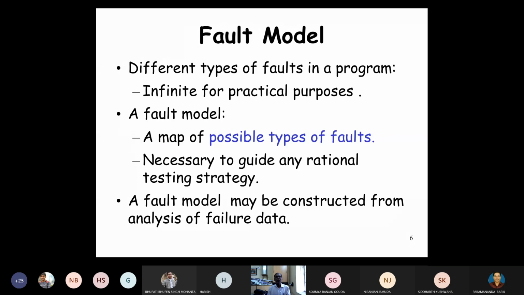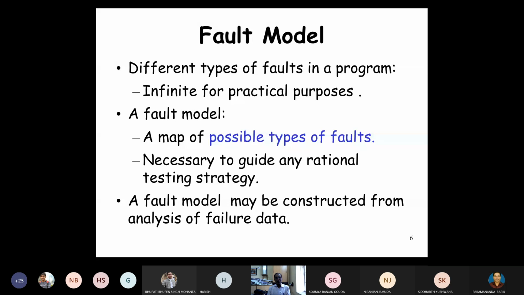Before going to testing of object-oriented programs, or even procedural programs, let's have a look at the fault model. What kind of faults may be present? The fault model normally represents different types of faults in a program, and you know the number of faults in a program may be infinite for practical purposes.